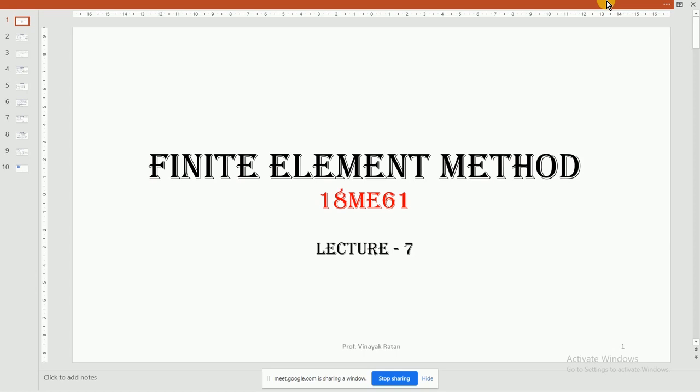Assembly of element equations to obtain the overall equilibrium equation. Individual stiffness matrices will be obtained in the previous step. If we have two elements, we add those two elements and get the global equation. That global equation is nothing but the equilibrium equation. After that, what is the next step?